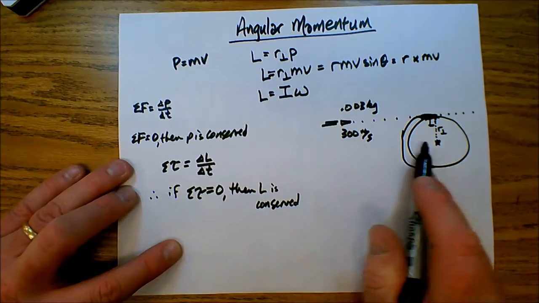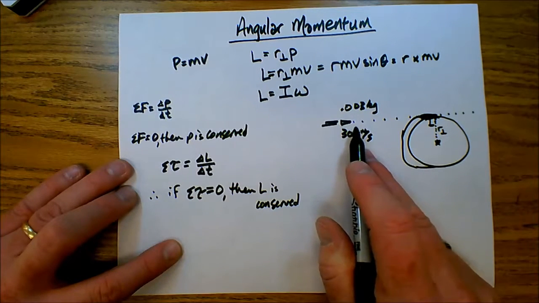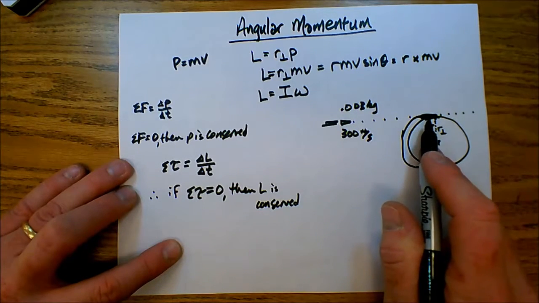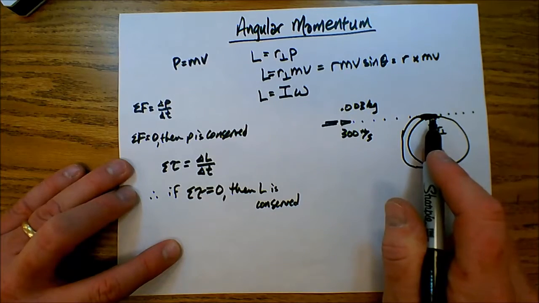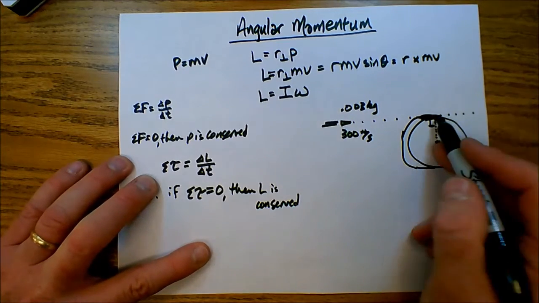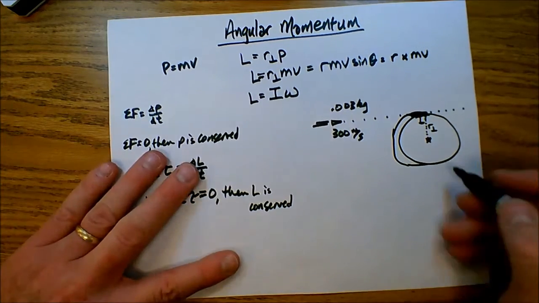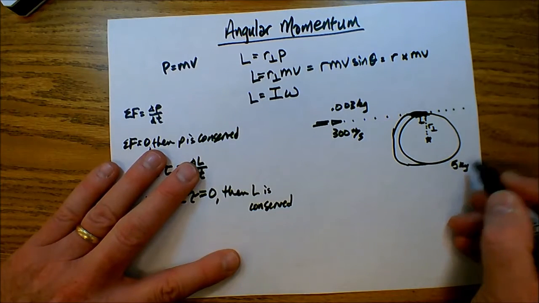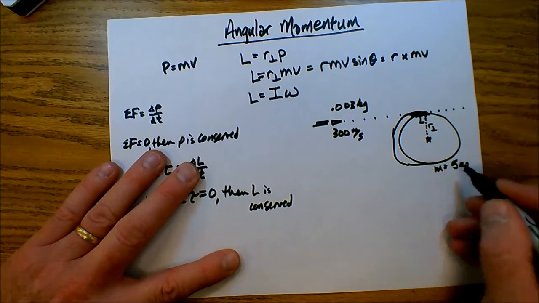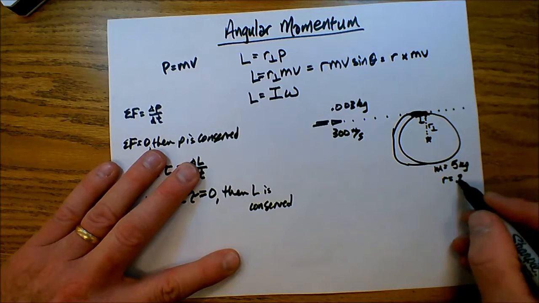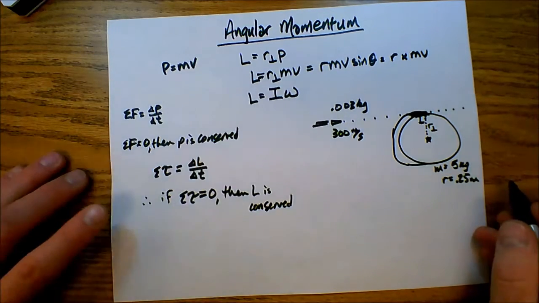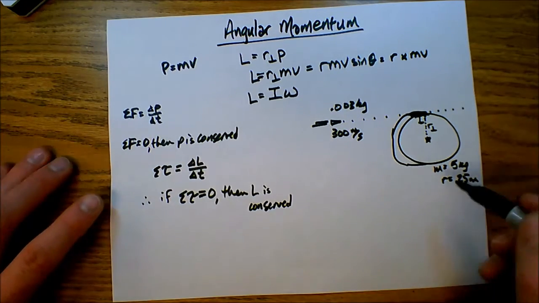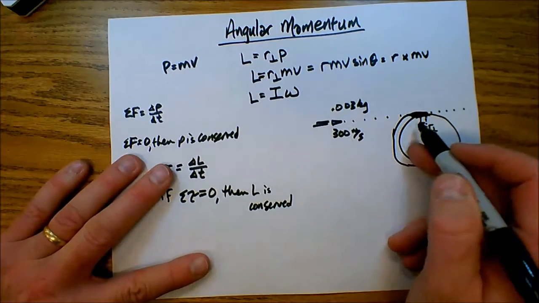Let's look back at this example here. Here I've got a bullet. Let's suppose this bullet, as it's traveling along, is going to hit and become embedded in the wheel right at the edge here, and that's going to cause the wheel to begin to rotate. Let's say the wheel has a mass of 5 kilograms and a radius of 0.25 meters. Okay. So I'd like to know, what is the angular velocity after the bullet impacts?